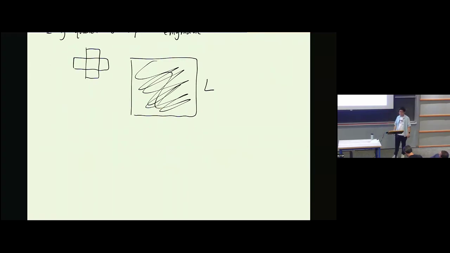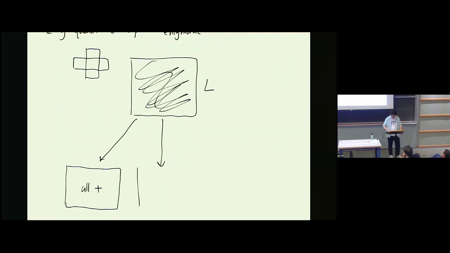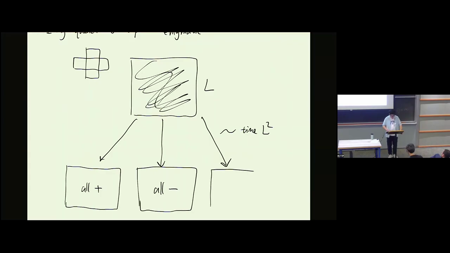Maybe sometimes good things can happen. Maybe sometimes it just magically cools down to the ground state, the all plus configuration. And by symmetry, sometimes it cools down to the other ground state, the all minus configuration. Life would be very easy if only these two things happened. But there is also a third possibility, and this happens at a relaxation time of L squared. The third possibility is that you freeze into a stripe state.